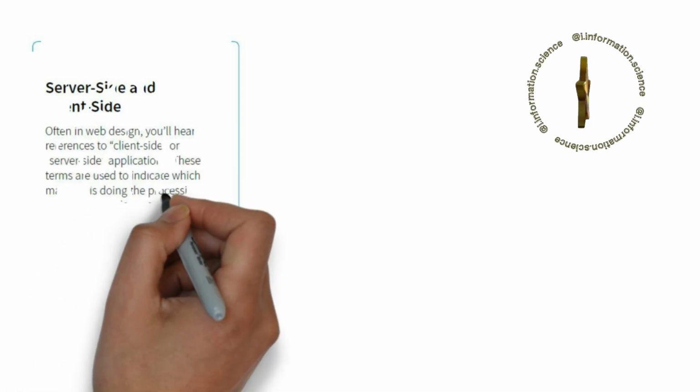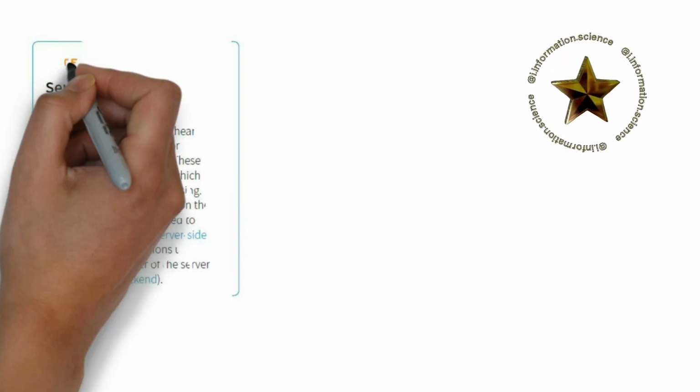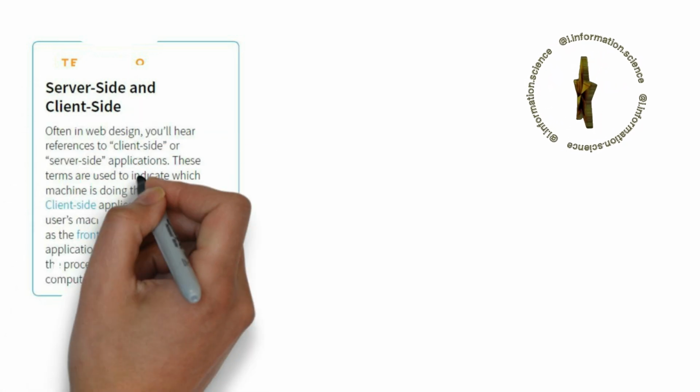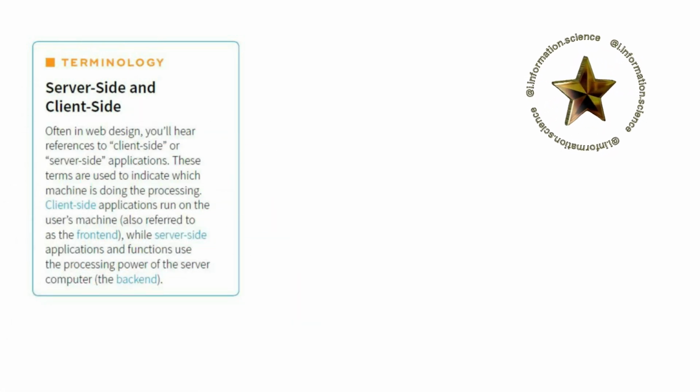Some other basic terminology. Server-side and client-side. Often in web design, you'll hear references to client-side or server-side applications. These terms are used to indicate which machine is doing the processing. Client-side applications run on the user's machine, also referred to as the front end, while server-side applications and functions use the processing power of the server computer, the backend.